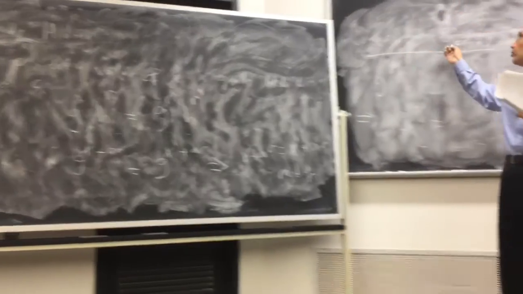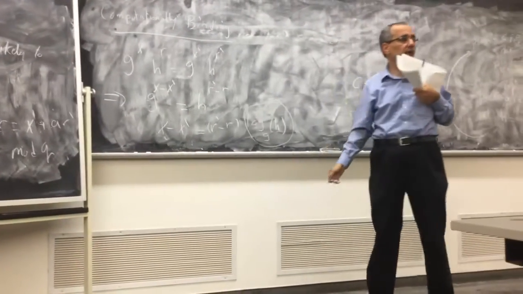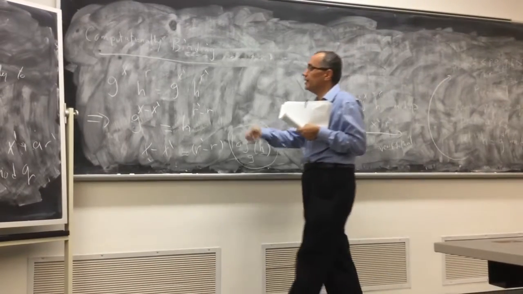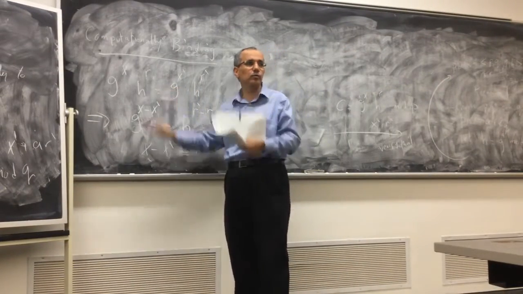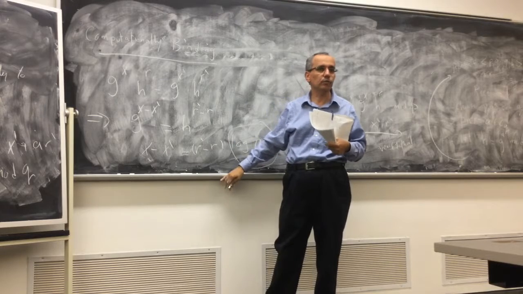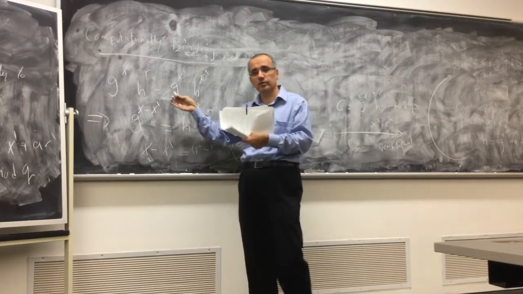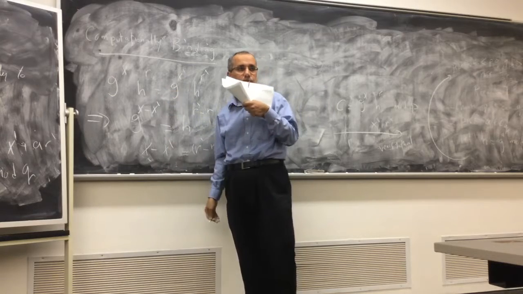In proving the computationally binding property, we showed that if you can break the binding property, then you are able to solve the discrete log problem, which means that the assumption we started with is not valid.